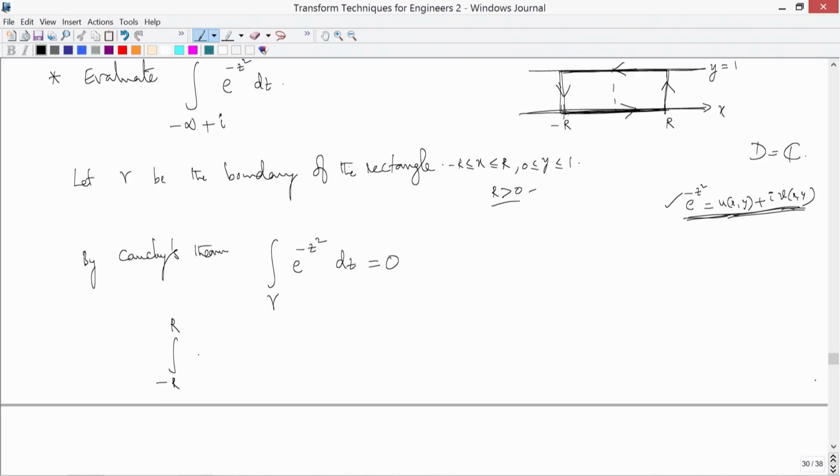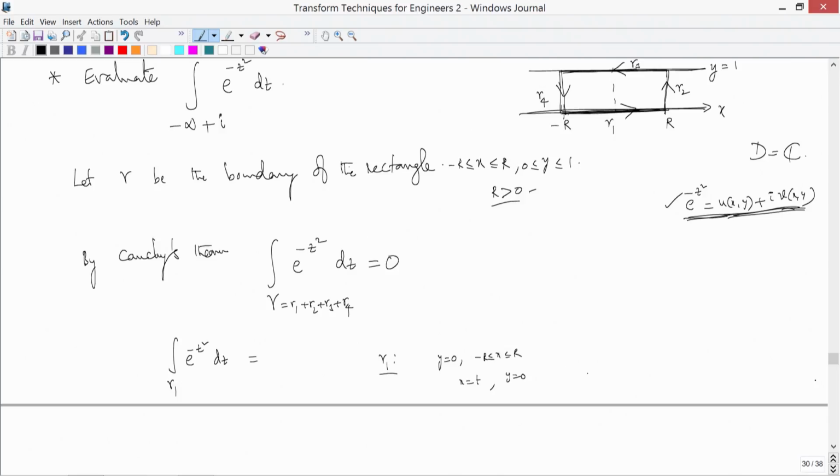right. So, let us say gamma 1, gamma 2, gamma 3, gamma 4. So, gamma is gamma 1 plus gamma 2 plus gamma 3 plus gamma 4. So, first of all I write this as gamma 1, the integral of e power minus z square dz. So, what is gamma 1? Gamma 1 is, if you parameterize, y equal to 0, x is between minus r to r. So, you take x equal to t, y equal to 0.